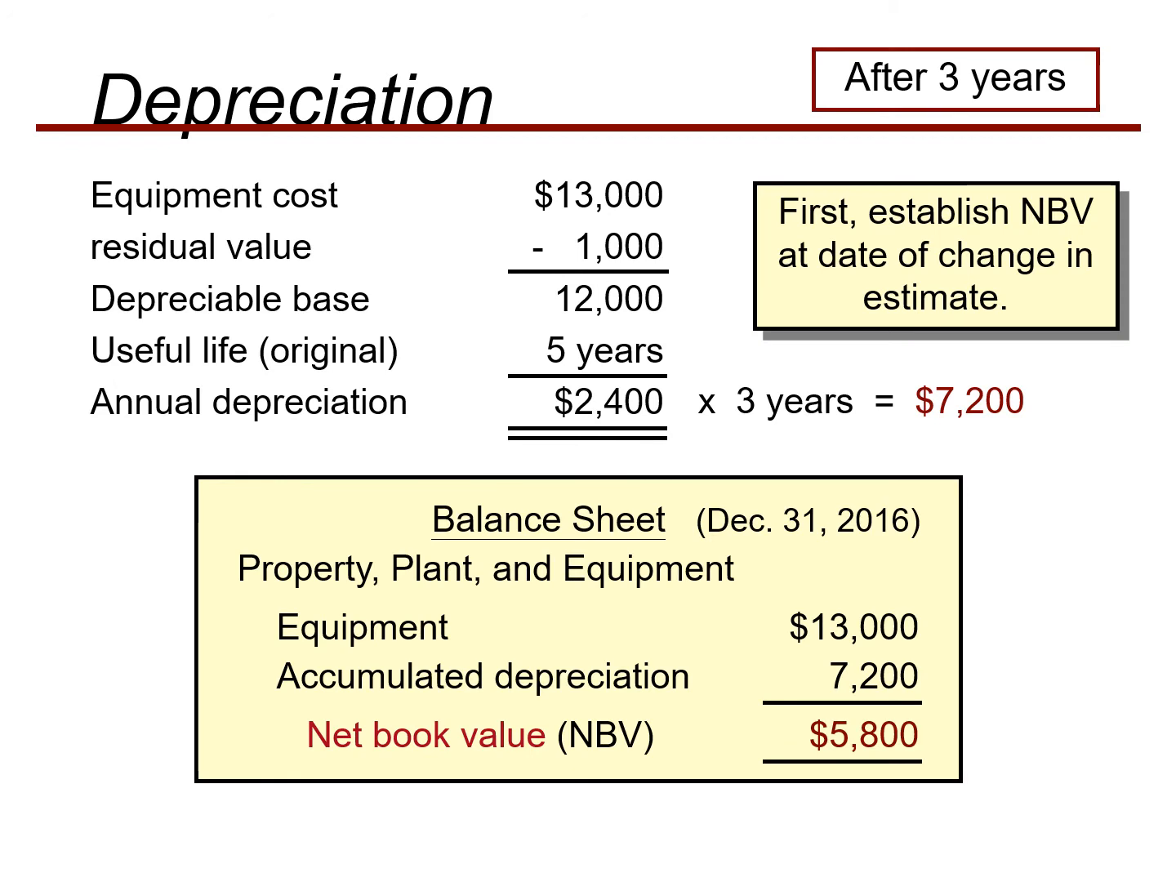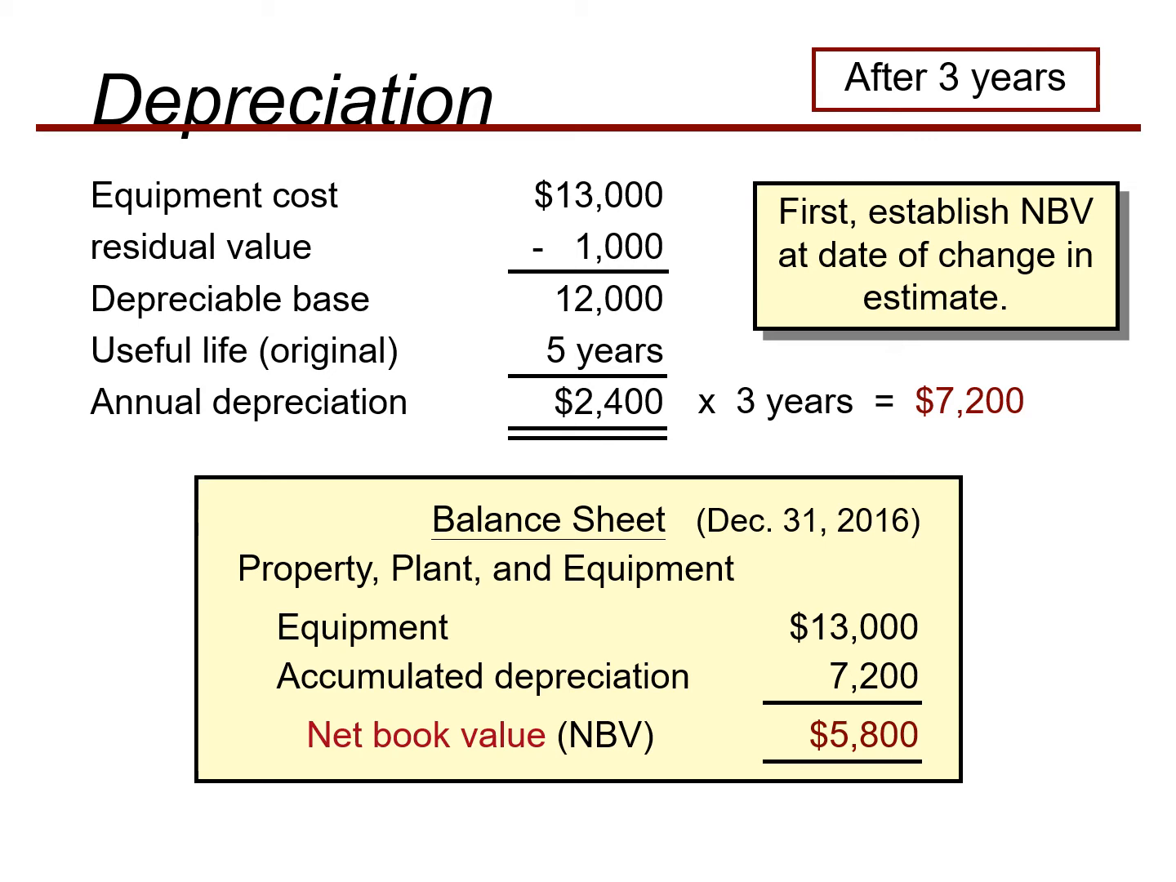Now solving the question, first of all, the equipment cost is 13,000 and the residual value is 1,000. So the depreciable base is 12,000, and you divide by 5 years, because at that time you decided that you can use this asset for 5 years. So the annual depreciation would be 2,400. The accumulated depreciation would be 2,400 multiplied by 3, because you are making these changes after 3 years. So you multiply by 3 and get 7,200.